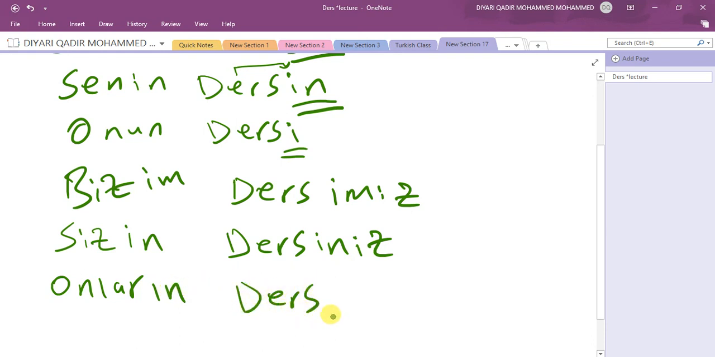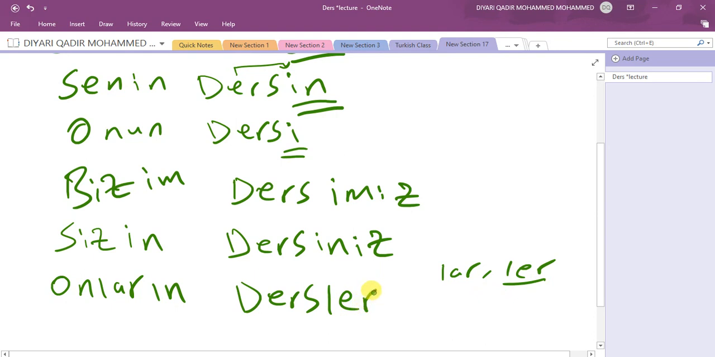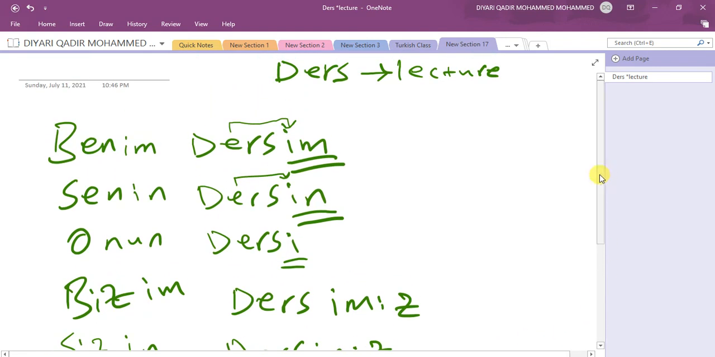Sizin dersiniz. Onların ders. What do you think? Lar or ler? Look, this is a woman letter. We select this one. Dersler. Then which suffix? This is E. This E changes to I. Onların dersleri.